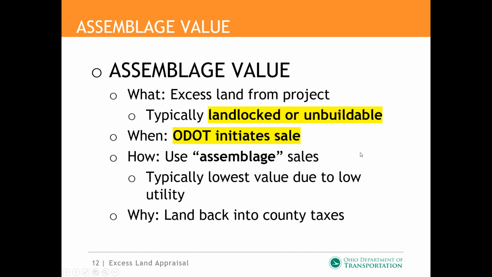All right, so the assemblage value is what you would typically think of when you think of very low utility property that's just going to be assembled to an adjacent owner's land. When we use this is when ODOT has a piece of property that we don't want. It has very low utility. It's typically landlocked or unbuildable, and we just want to get rid of the maintenance issues and pass it off to an adjacent property owner.